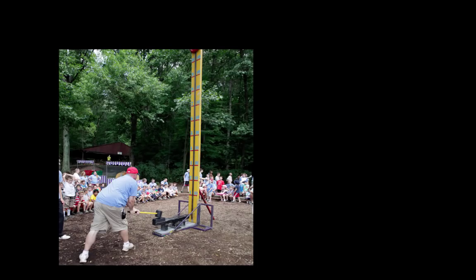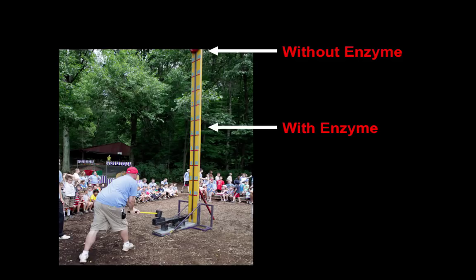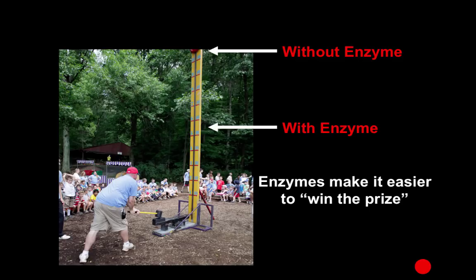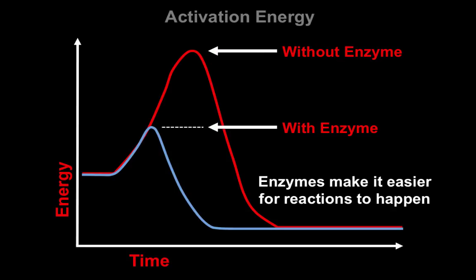So remember, we use the analogy of this game. Without an enzyme, it's really hard to win. You have to be really strong. But if you add an enzyme, it's like lowering that bell down, and it makes it easier to win the prize. If we use a graph of activation energy, without an enzyme, there's a lot of activation energy. It's really hard to get this reaction started. With an enzyme, we've lowered the activation energy, and now the reaction can occur.